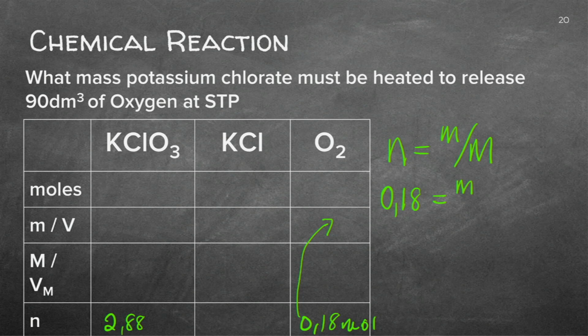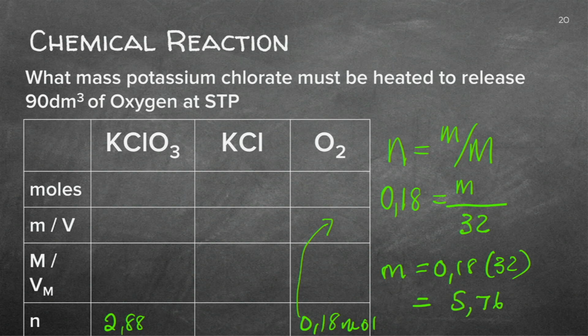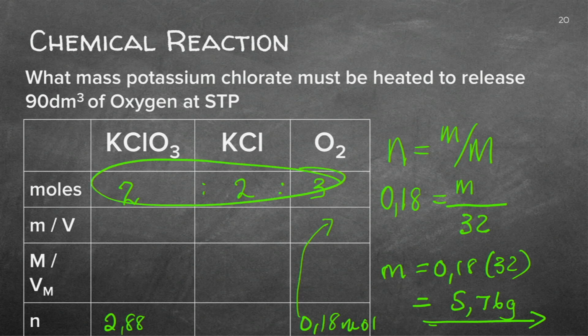I've got to find the mass, and oxygen has a molar mass of 32. And if I now do the calculation, you'll find the mass would be 5.76 grams. So it's a bit more because you used more than the 2. Remember, this was this equation. So always go back to the ratio, the balanced equation, to do your calculations.